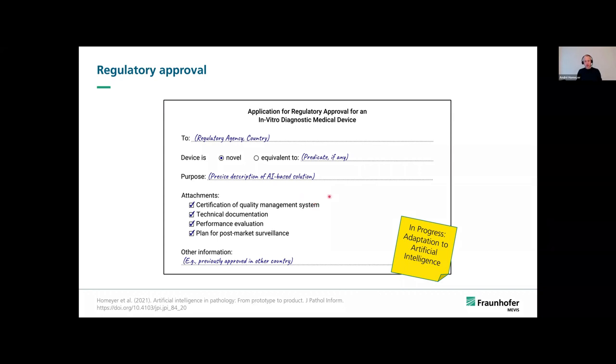First, you need to be certified to work according to a standardized quality management system. You need to be able to provide technical documentation of software requirements, the architecture, and software tests. And very important, you need to conduct a performance evaluation in order to demonstrate scientific validity, analytical performance, and clinical performance. Last but not least, you need to have a plan for post-market surveillance. Currently, multiple countries are working on specific guidelines for AI solutions, for instance, in order to account for their ability to learn continuously.